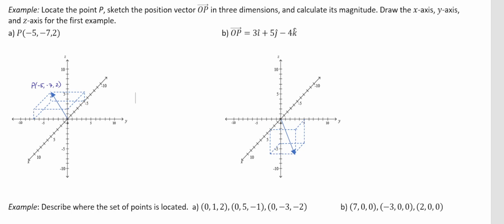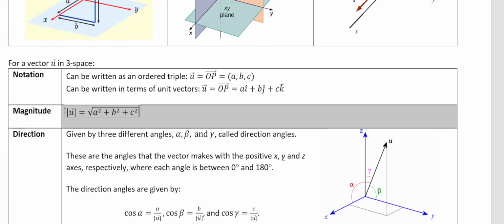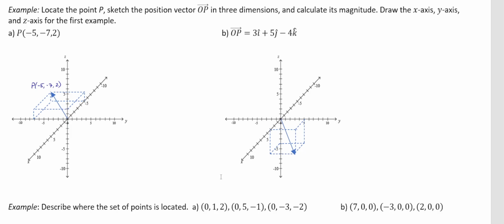Okay, now we have to find its magnitude, and we saw that the magnitude of a vector in 3 space is just given by the square root of a squared plus b squared plus c squared. So I'm just going to use that formula to evaluate the magnitude of this vector OP. The magnitude of OP is equal to the square root of -5 squared, that's my A, -7 squared, that's my B, and 2 squared, that's my C, and I get the square root of 78.